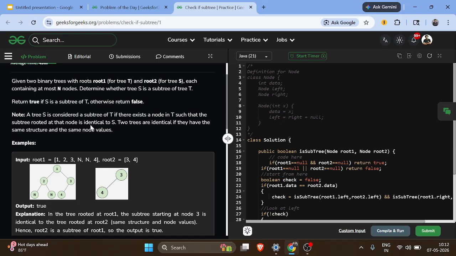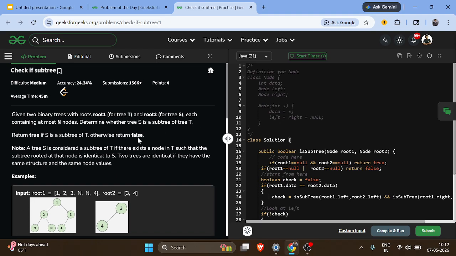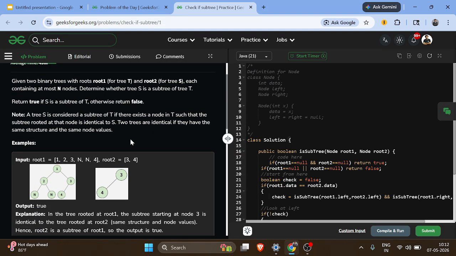Subtree means that a tree has its left or right children as the tree. That is, a tree S is considered a subtree if there exists a node in T such that the subtree rooted at that node in T is identical to S. Two trees are identical if they have the same structure and the same node values.